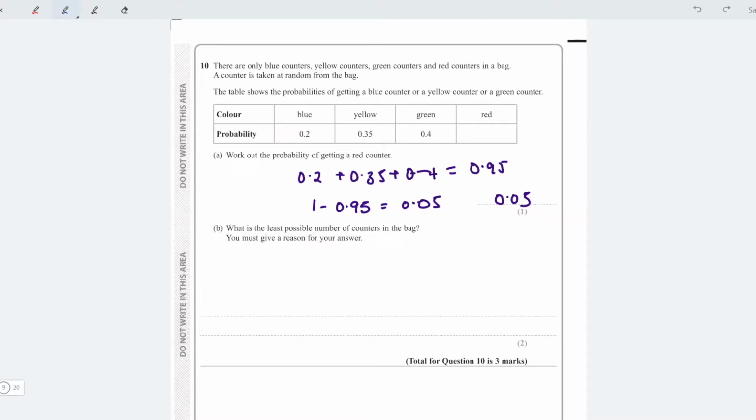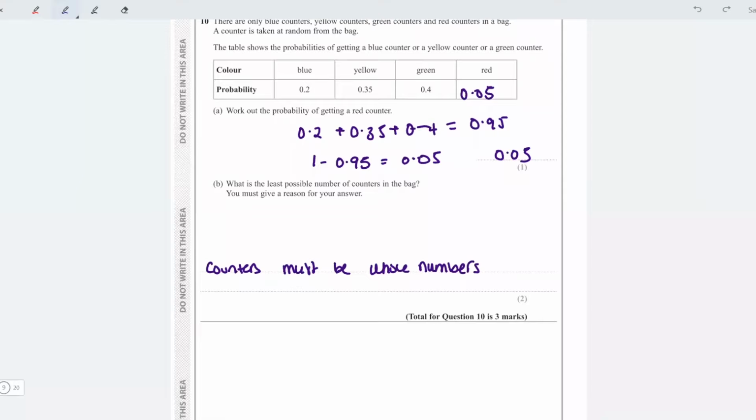Right, what is the least possible number of counters in the bag? You must give your reason for your answer. Okay, so we have got that there is 0.05, isn't it? And we know that counters must be whole numbers. Can't have a decimal of a counter, we can't have fractions. So we know that the probability of getting a red, because that's the smallest number there, isn't it? 0.05 is actually the smallest.